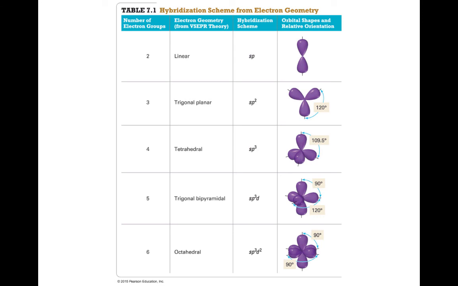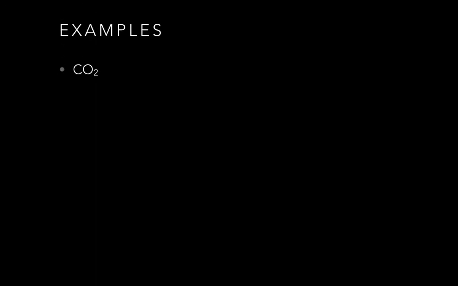Here's just a table of the different hybridizations and the different geometries that we predict from VSEPR theory. So we can use VSEPR to predict what kind of hybridizations we need in order to get the angles that we have. And here are some examples that we'll work out in class. We'll take a look at CO2, take a look at C2H4, and we'll also take a look at I3-.